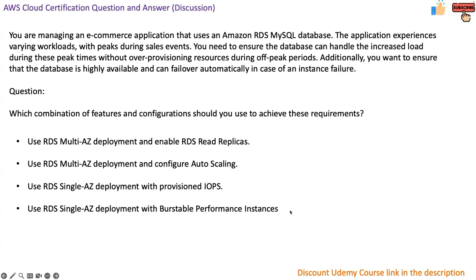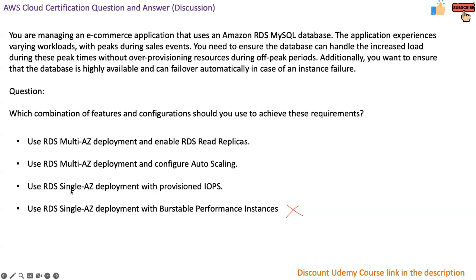Let us go from the last option. Use RDS single AZ deployment with burstable performance instance. This is a wrong one. Why? Because burstable performance instances can handle varying workloads to some extent, which is true, but they do not provide high availability or automatic failover. This option is also less suitable for production environments with high variability in workload.